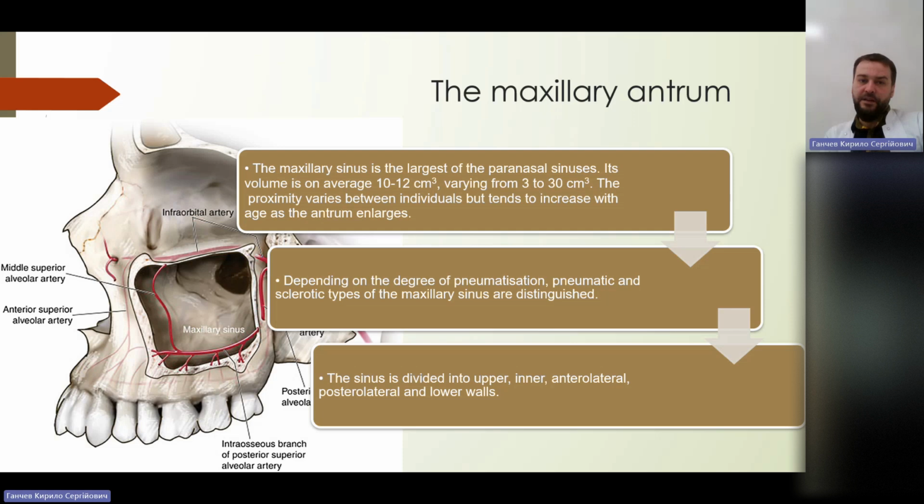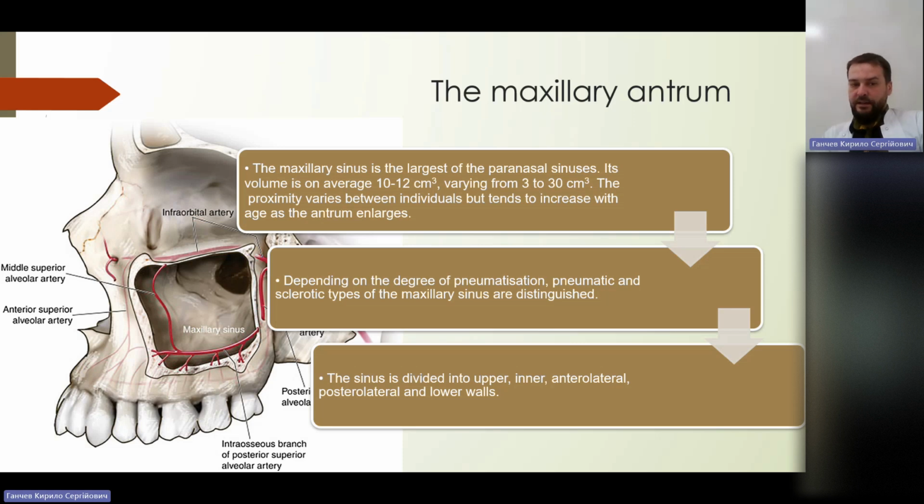But it's varying from 3 to 30. Of course, it's very, very individual, right? So depending on the degree of pneumatization, pneumatic and sclerotic types of the maxillary sinus are distinguished. Of course, it's very individual. And the sinus is divided into upper, inner, anterolateral, posterolateral, and lower walls.